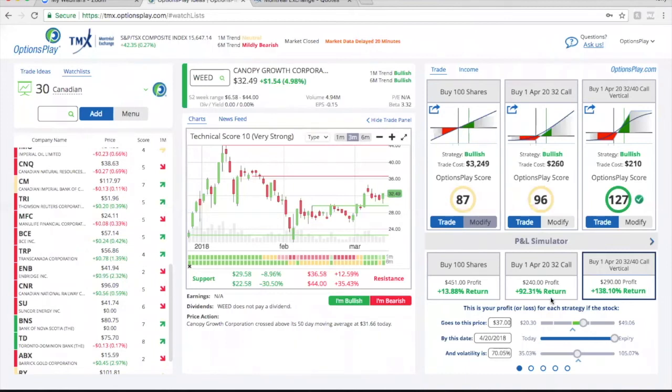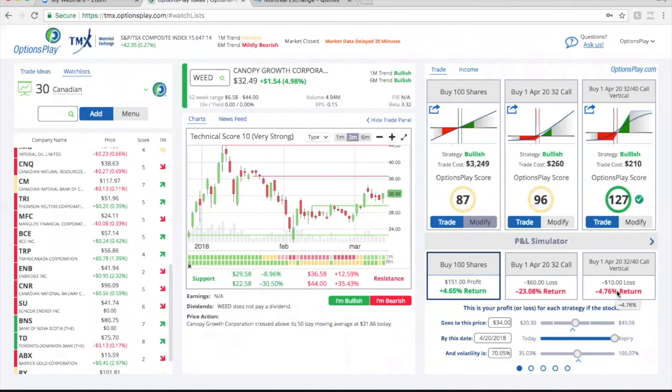This will also tell you, if you think the stock is only going to go to, let's say, 34, meaning you're not that bullish, as you can see here, if you bought the stock, you make a 4.5% return. If you bought this call, you actually lose some money. You lose 23%. If you bought this call spread, you lose 4.76%.